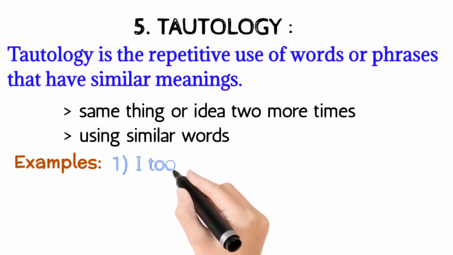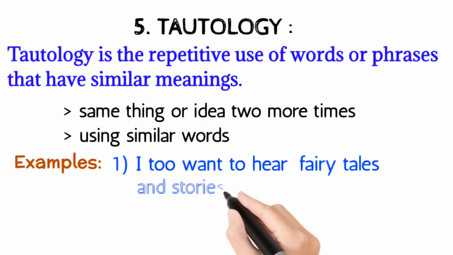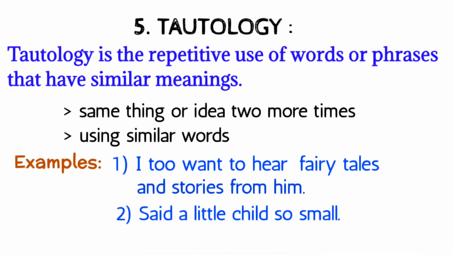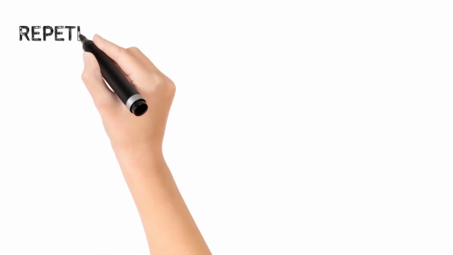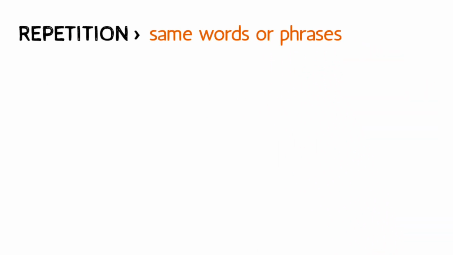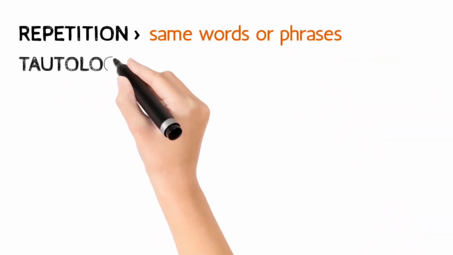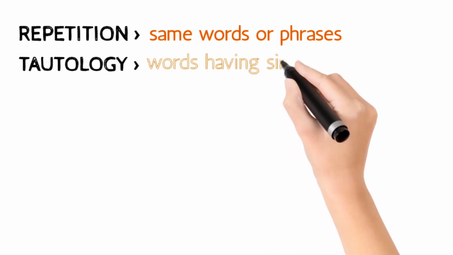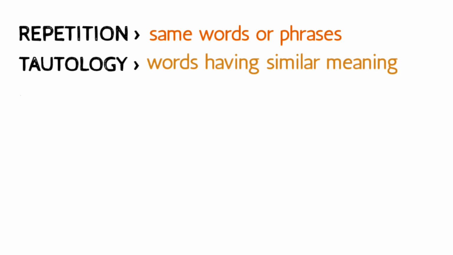I too want to hear fairy tales and stories from him. Example 2. Said a little child so small. In both of these examples, similar meaning words like tales and stories, little and small are used to emphasize same ideas. But remember that in repetition, same words or phrases are repeated, whereas a tautology is not the repetition of words. Tautology uses words having similar meaning, not the same words.